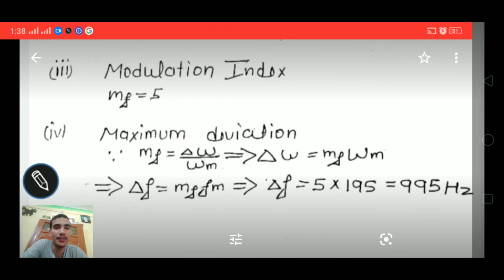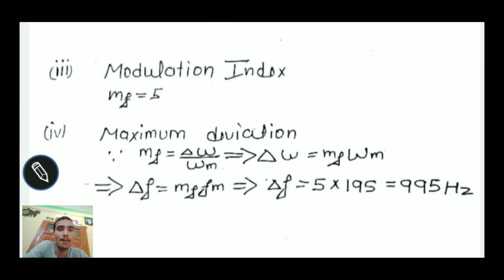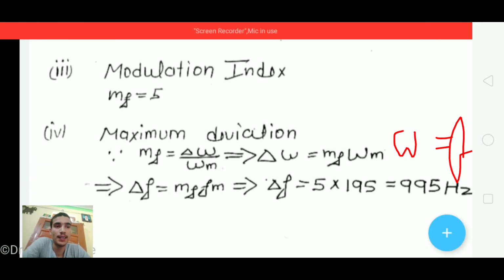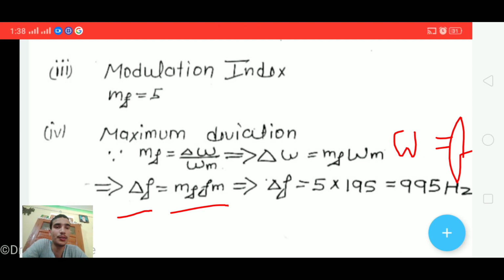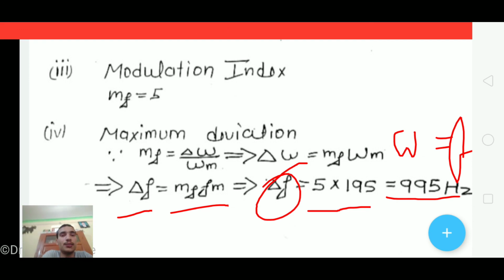And next, the maximum deviation. We know the formula fm = delta omega upon omega m, which corresponds to delta omega = mf into omega m, and putting omega = 2πf, we get delta f = mf into fm, which corresponds to delta f = 5 into 199, which is our 995 hertz. So here is the end of this question, and thank you.